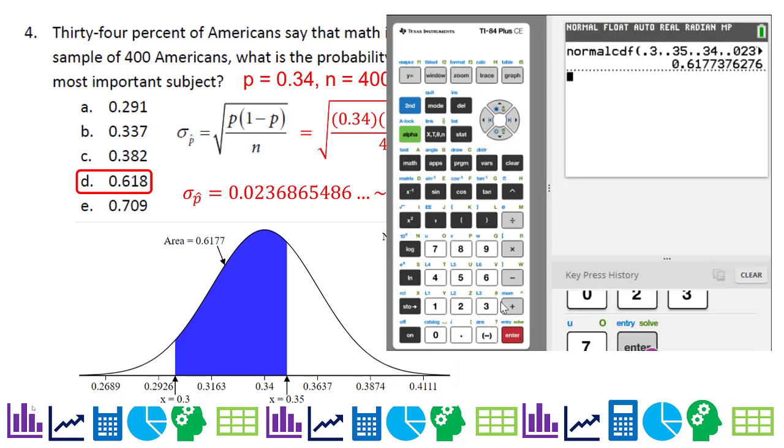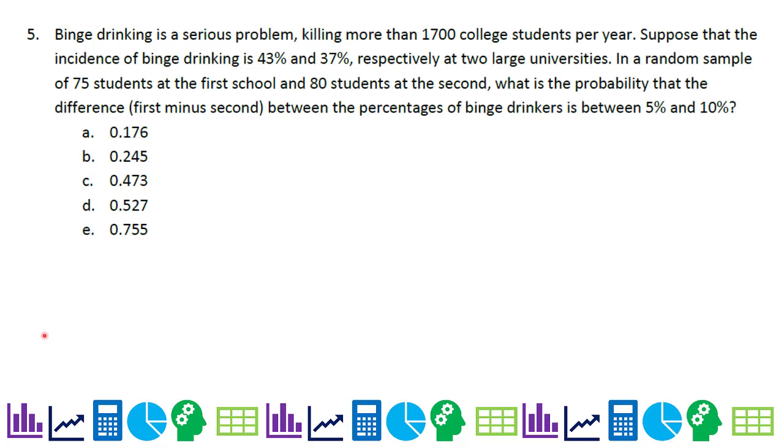And voila, matches the answer we have on the Stapplet, 0.6177, which rounds to 0.618. All right, number 5: binge drinking is a serious problem killing more than 1,700 college students per year. Be careful, guys. Suppose that the incidence of binge drinking is 43% and 37%, respectively, at 2 large universities.